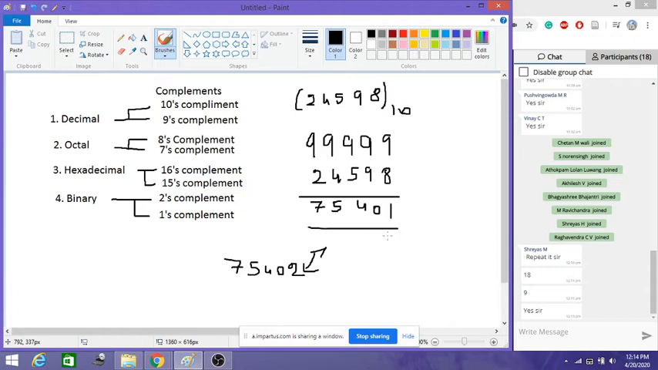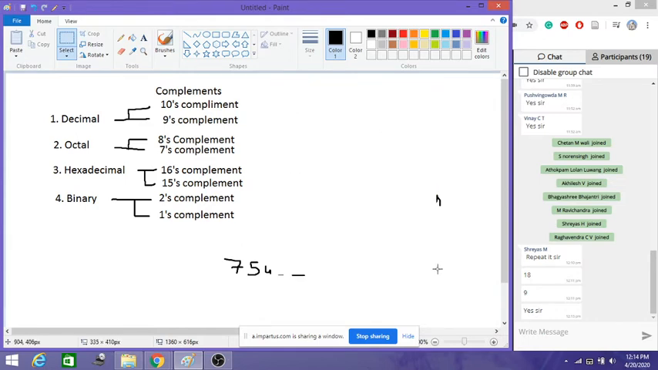So that is why there is a difference. So this is how we can convert this to nines complement. So this is your nines complement method, right? So likewise, eights complement and sevens complement in the same way.